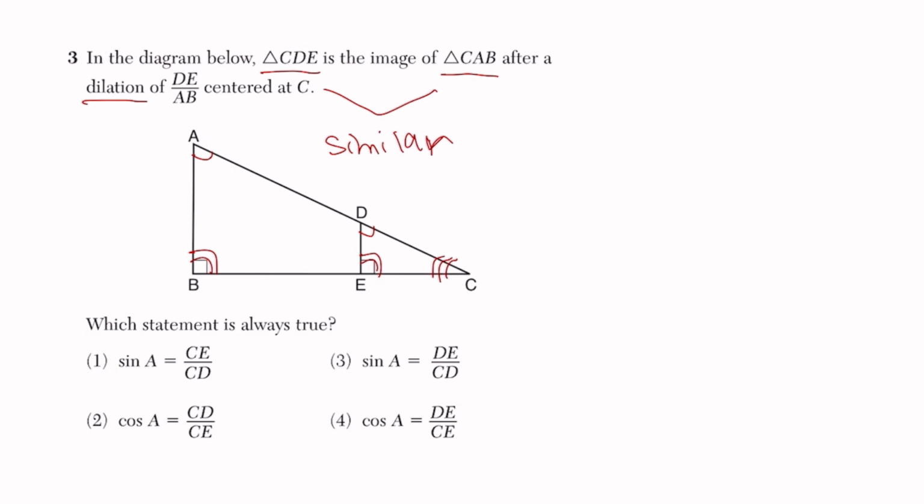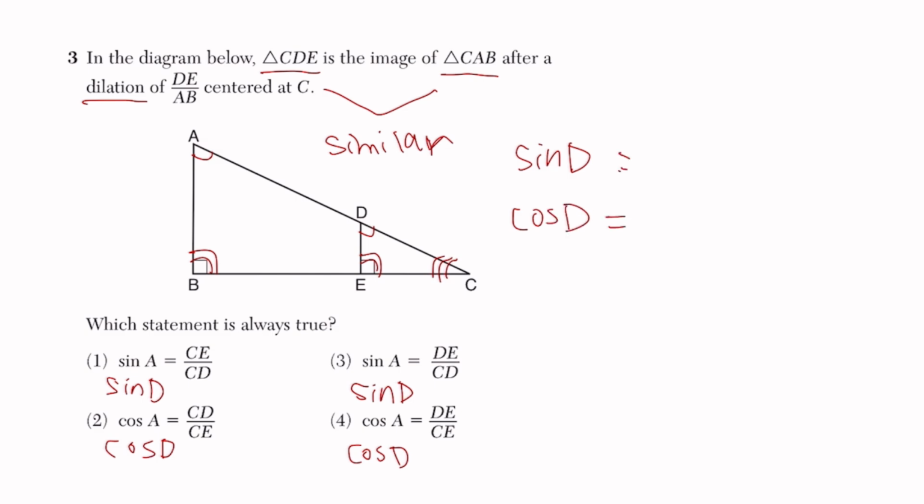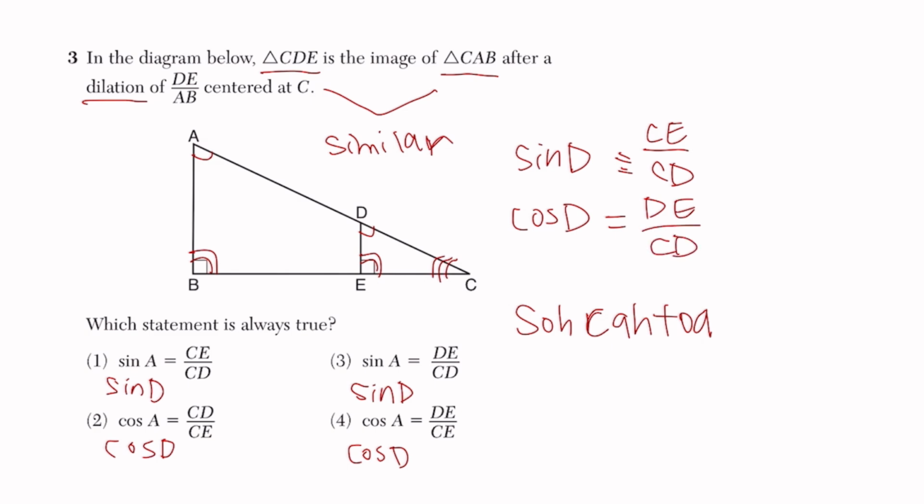Looking at the answer choices, it says sine A, but sine A is basically the same thing as sine D. And cosine A is basically the same thing as cosine D. So since the line segments here are all line segments for the dilated triangle, we can just find sine D and cosine D and match it up with the answer choices. So based off of SOHCAHTOA, sine D is equal to CE over CD, and cosine D is equal to DE over CD. Looking at the answer choices to see which one is true, number 1, sine D is equal to sine E over CD. That's true.